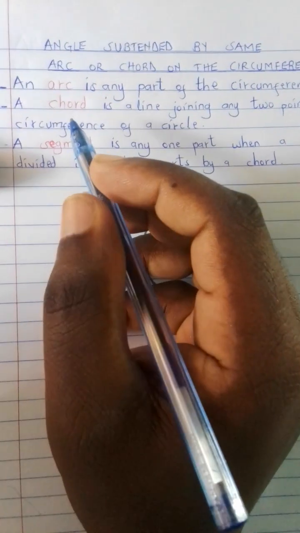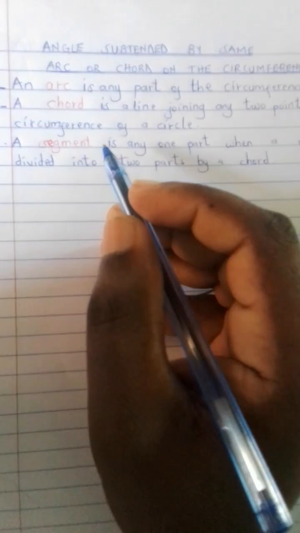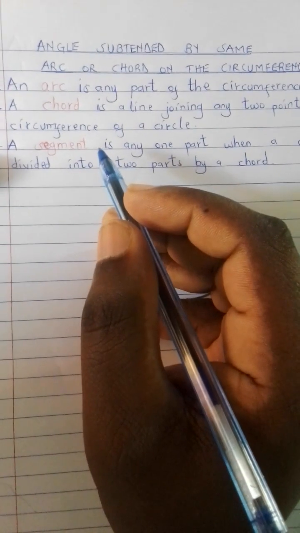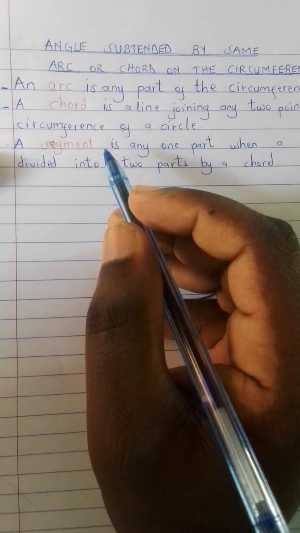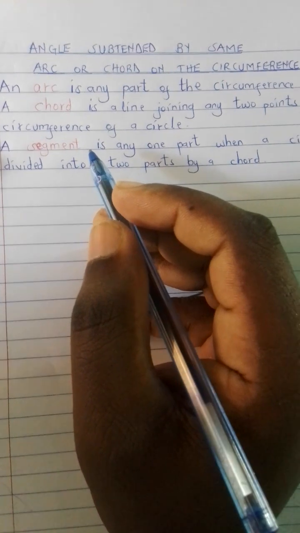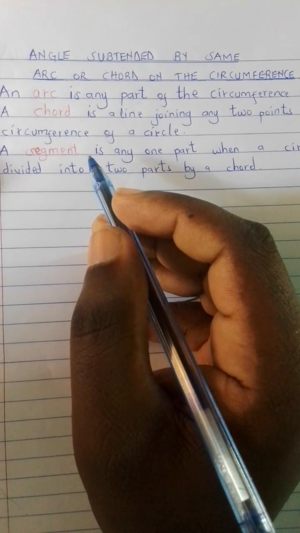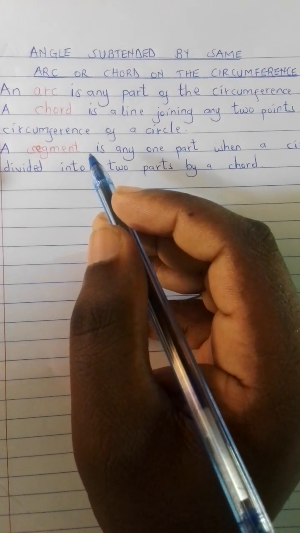Okay, today we are going to look at angle properties of a circle, and before we go to angle properties of a circle, we want to understand what we call the arc, chord, and the segment.